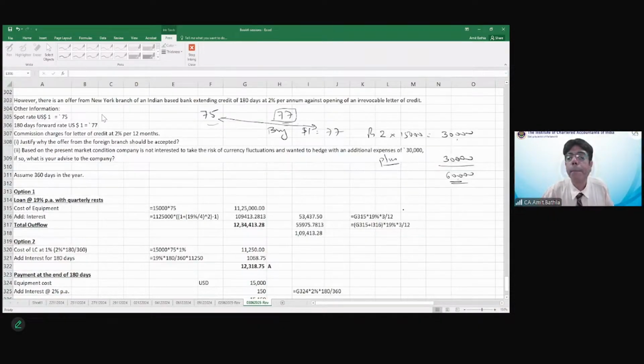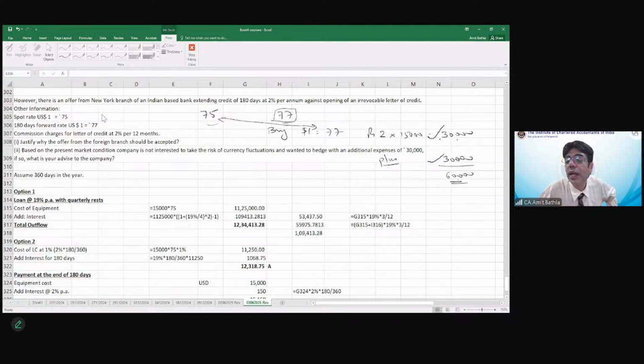So, sir, what would be the advice? What should we write? It's asked in the question. So you will have over here, the company is not interested in taking the risk of currency fluctuation, so they want to hedge their risk by spending 30,000. Any which way, first of all, they will spend 30,000, which is this expense over here. Plus they will still have to spend another 30,000. Why? Because the moment you cover yourself at 77, your 30,000 expense is gone for procuring this product, but also for the forward, you will have to pay 2 rupees more.